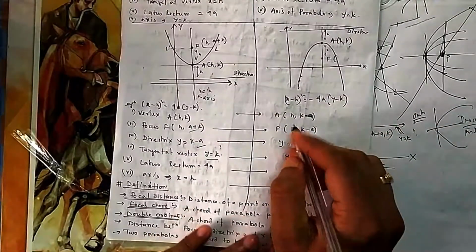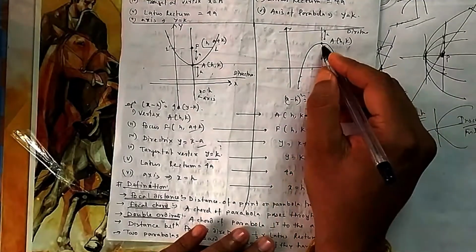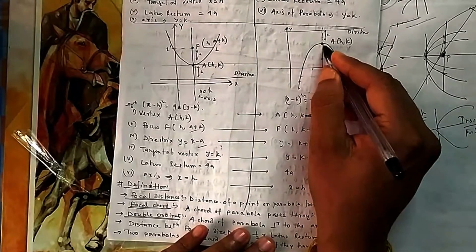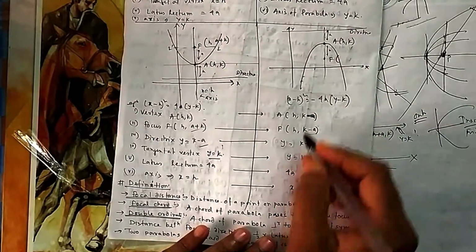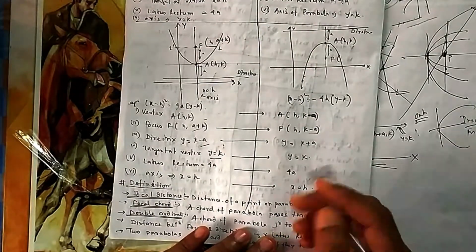It is a crying parabola. So h comma k again is the vertex. The focus will now be, since you are coming a unit below that, k minus a. The directrix will be a unit up from that, so it is k plus a, and the rest are the same.